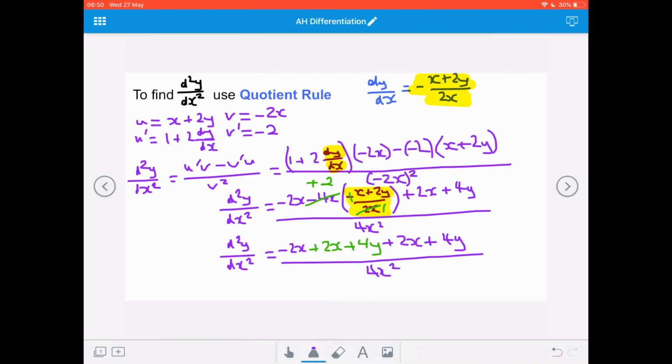Now, the first negative 2x and positive 2x are going to cancel each other out because that just equals 0. And then you can see that I'm going to have d2y by dx squared is going to be 4y plus 4y gives me 8y plus 2x, and that's all over 4x squared.